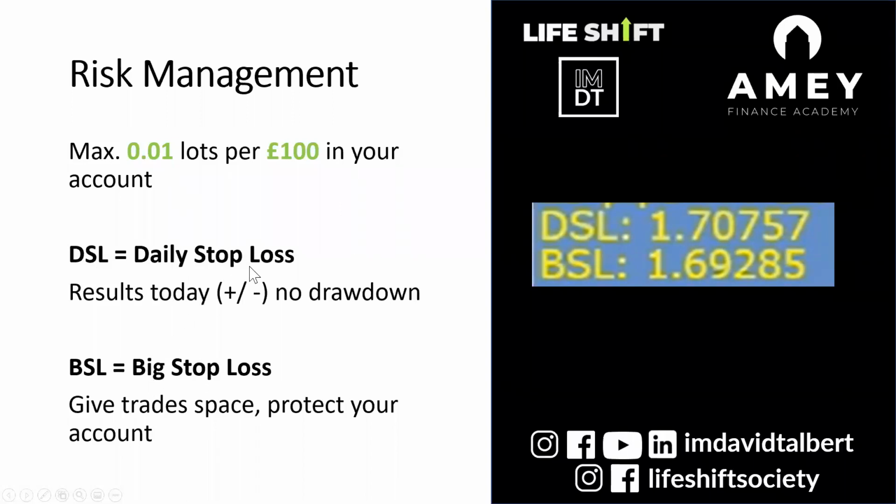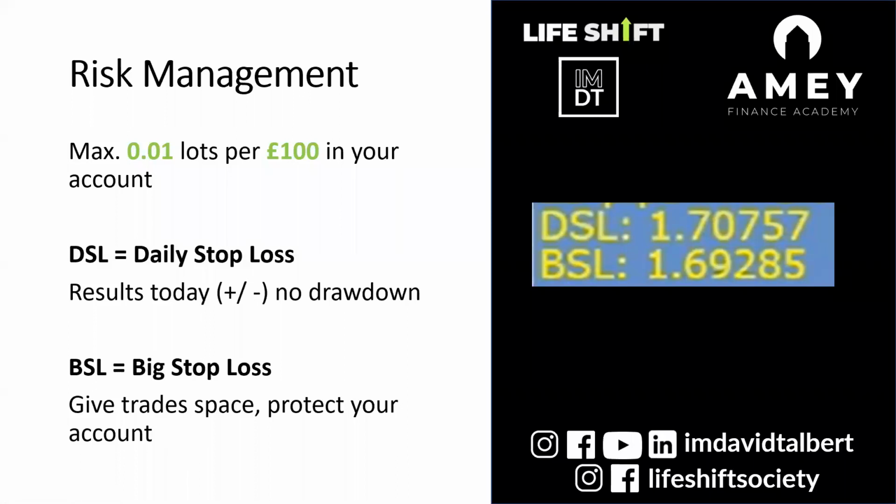So you have a daily stop loss. So when he talks about he has 2 stop losses, the daily stop loss gives you a result today, whether positive or negative. So if it is negative, it means that you hit the stop loss, you've made a loss today. Positive, obviously you're in a profit, you either close the trade out or you hit the take profit. Now it has a big stop loss. Now the big stop loss gives the trade space.